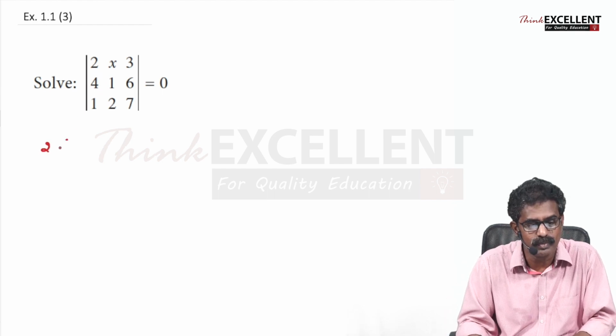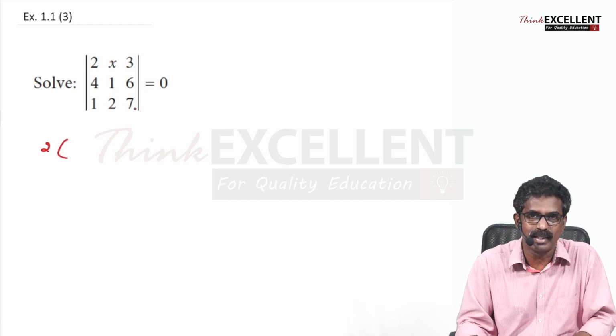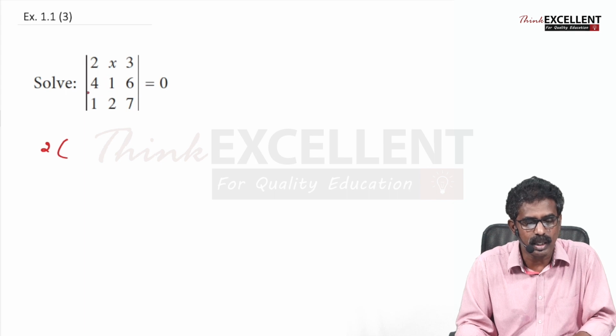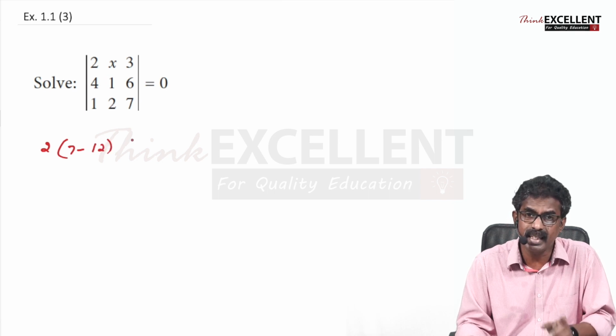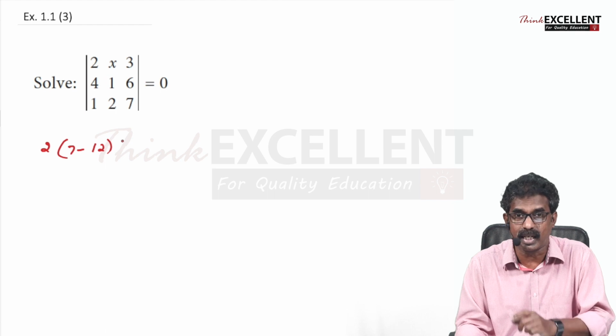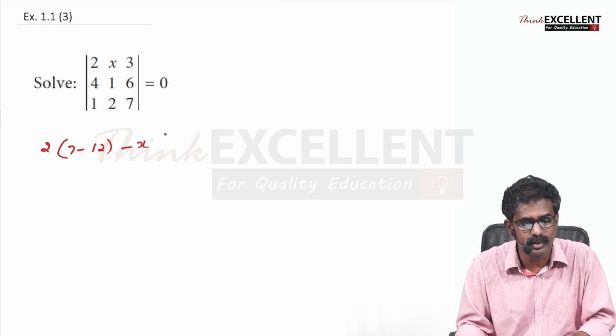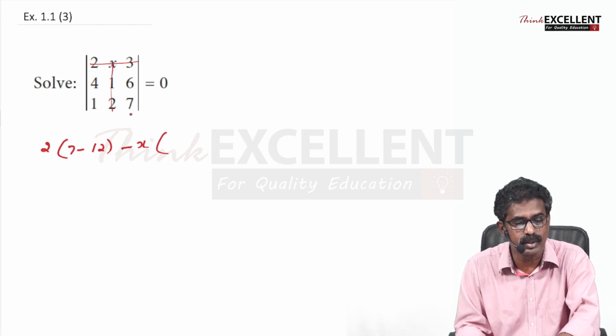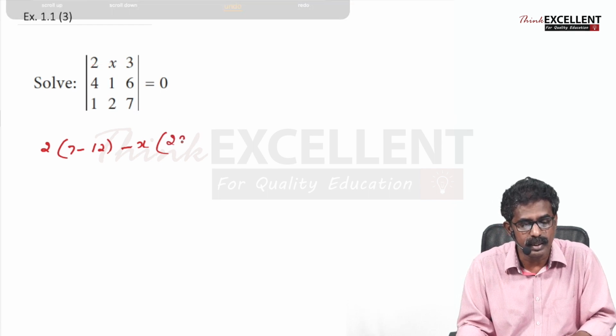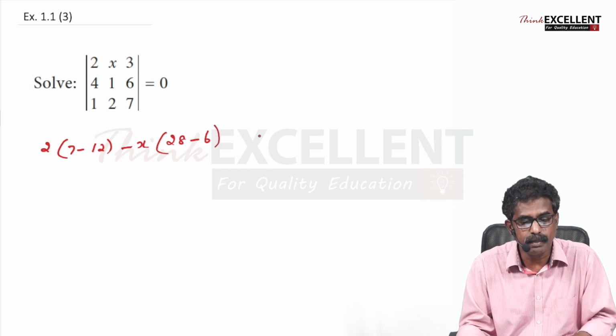So 2 into, leave the row and column, 1 into 7. I think now I need not draw and all, right? Already you studied. 2 into, leave the row and column. So 1 into 7, 7 minus 6 2s are 12. Take the second number. When you take the second number, you change the sign, right? So minus x into, leave that row and that column. Are you able to understand? That row and that column, right? So 4 into 7, 7 4s are 28 minus 6, right? 28 minus 6.